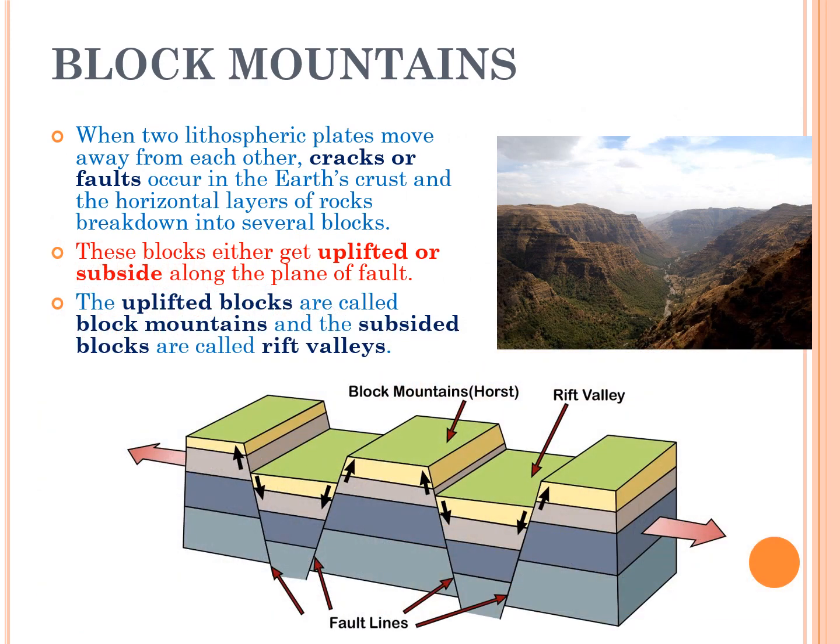On the other hand, when two lithospheric plates move away from each other, cracks or faults occur in the Earth's crust, and the horizontal layers of rocks break down into several blocks. These blocks either get uplifted or subside along the plane of fault. The uplifted blocks are called block mountains, and the subsided blocks are called the rift valleys. Try finding some examples of fold and block mountains.